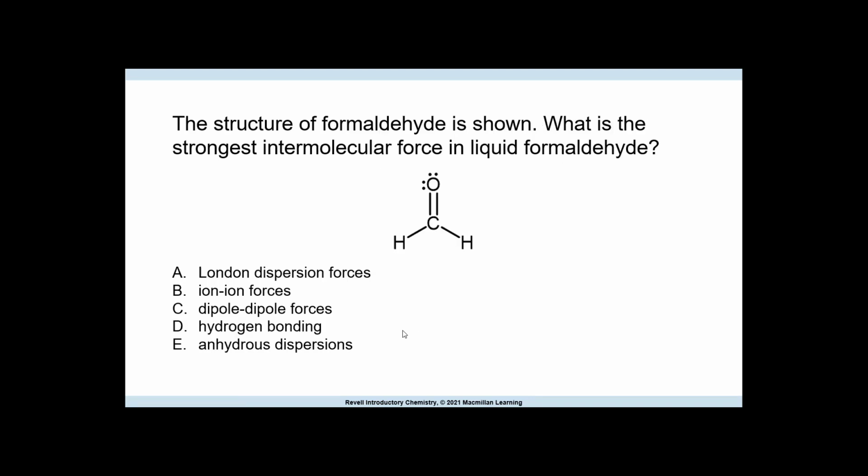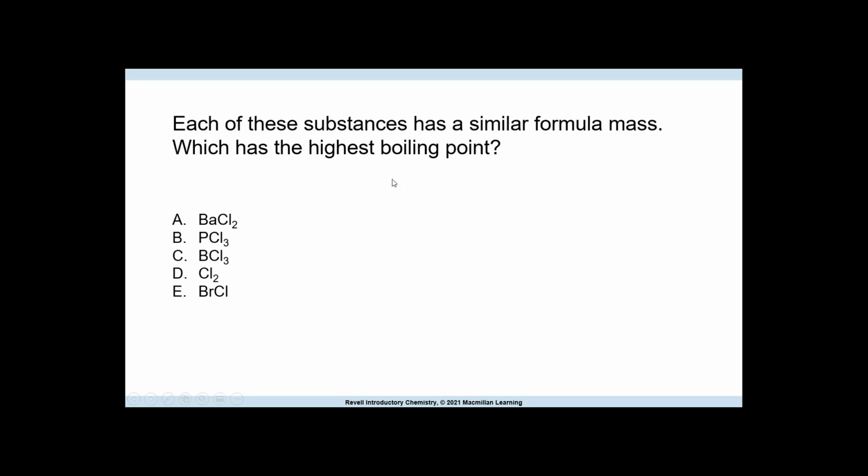The structure of formaldehyde is shown here. What is the strongest intermolecular force in liquid formaldehyde? I'm just going to jump to it: it's dipole-dipole, because the H is not attached to an oxygen, so hydrogen bonding doesn't work. It's not an ion. It's dipole-dipole. It's an unbalanced polarity going on between the carbon and the oxygen, creating a dipole.